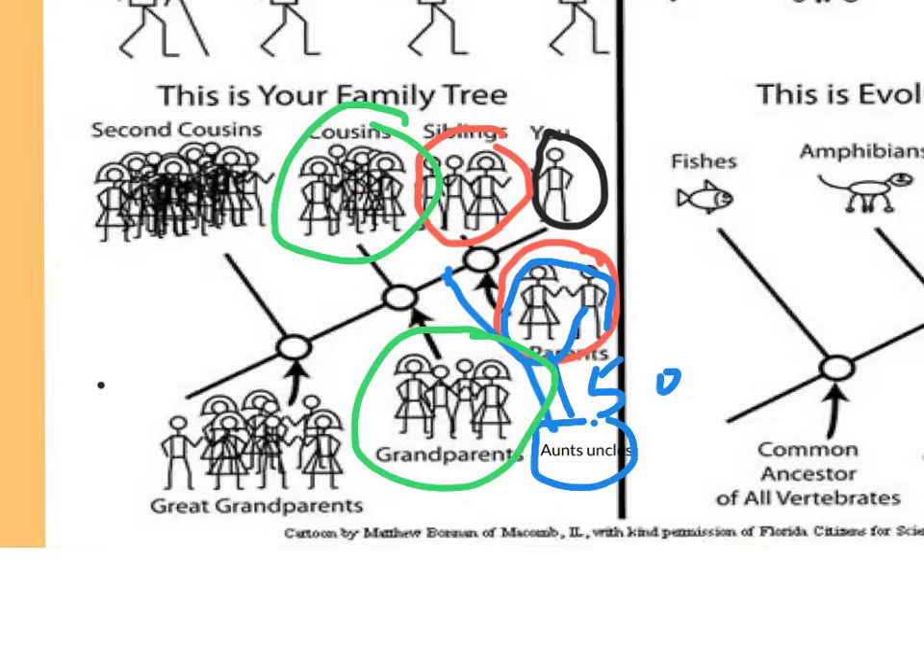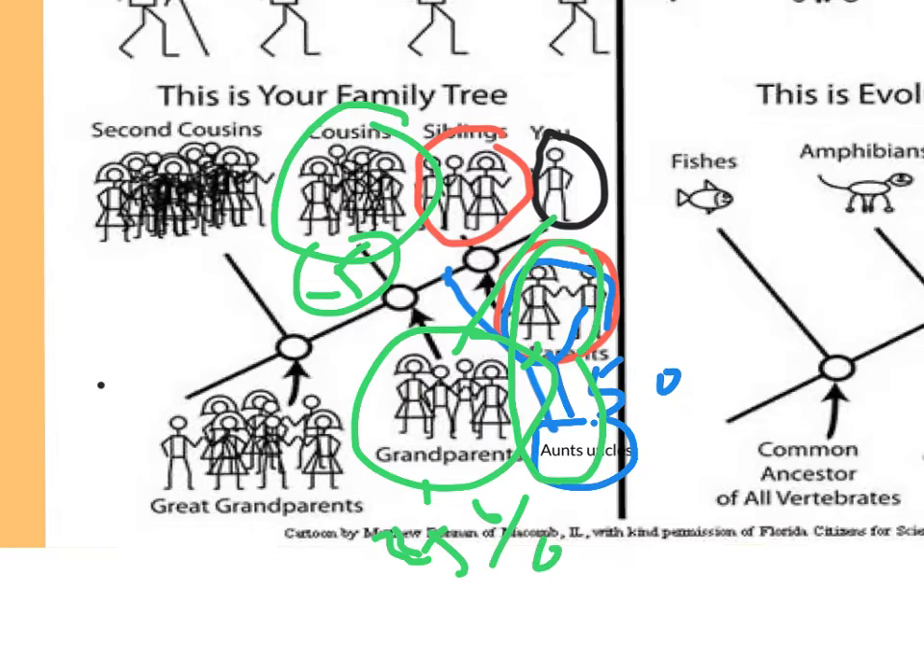Okay? So if we were to go from you to your grandparents, you'd be related 25%. Your grandparents would be related to your aunts and uncles by 50%. The grandparents were related to your cousins by 25%. And you would be related, that's 25%. And then you, finally, would be related to your cousins by 1/8.